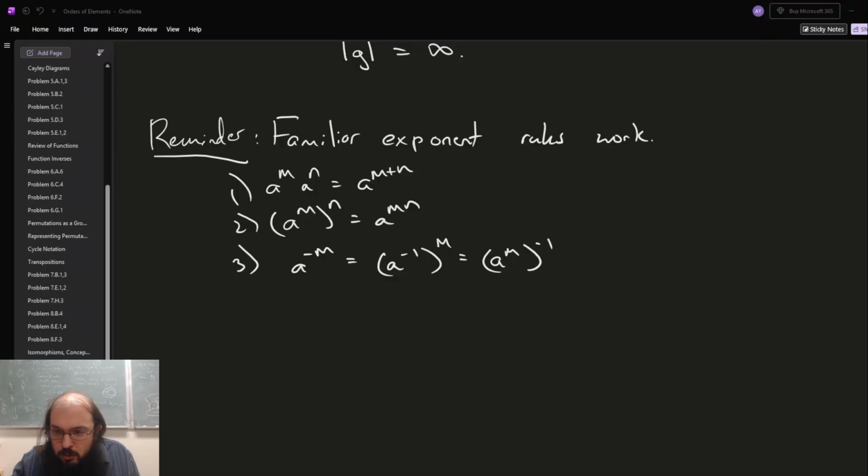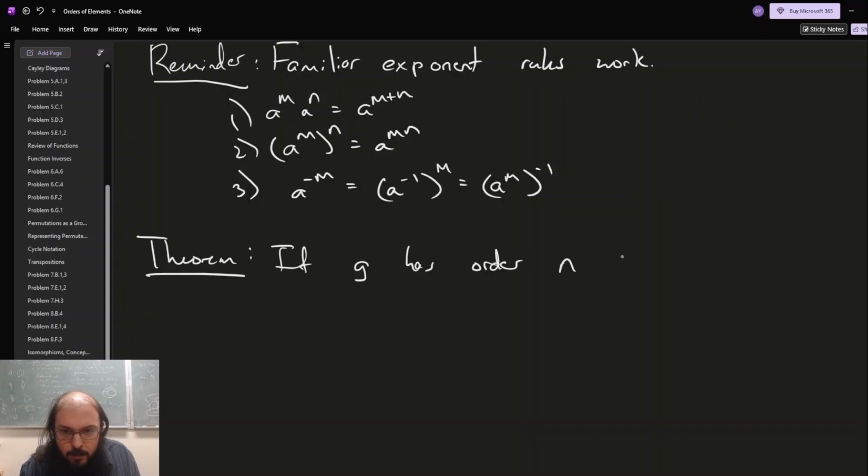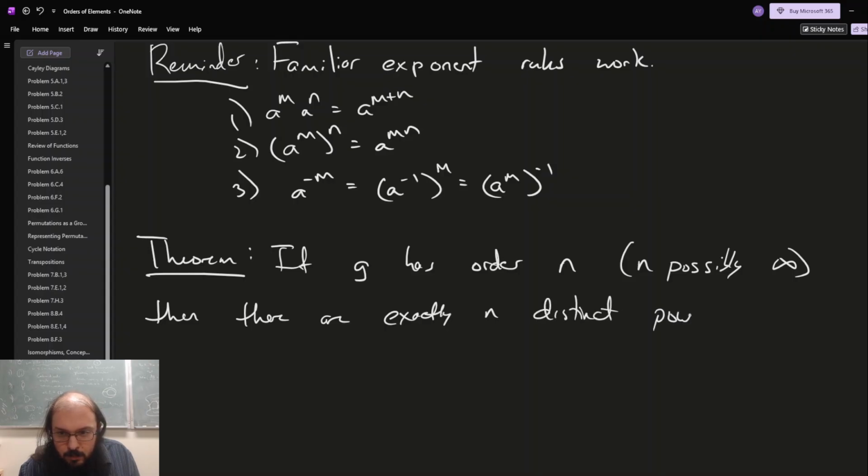Okay, so what we're going to do with the remainder of our time in this video is discuss basically what order means for group elements. And in particular, we're going to prove the following little theorem. If g has order n, now n is possibly infinity, then there are exactly n distinct powers of g in G.